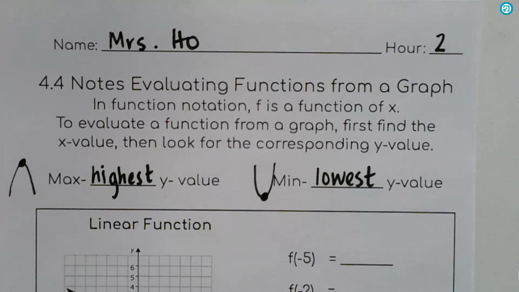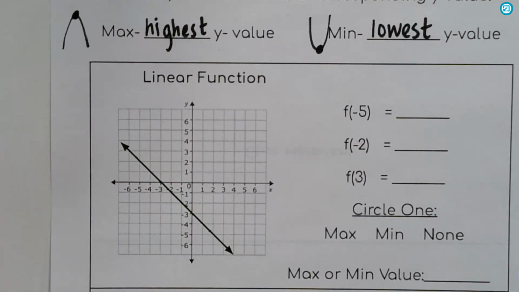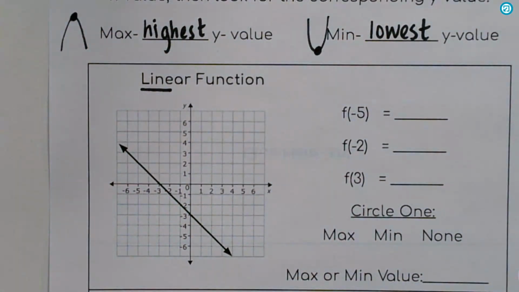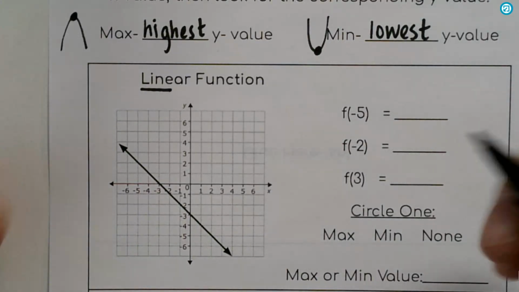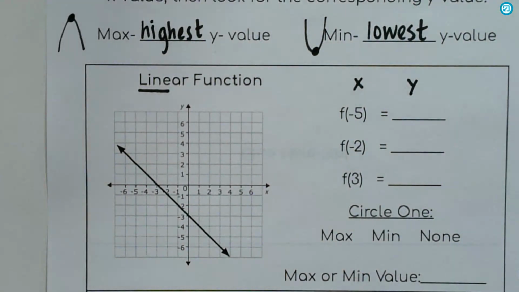So let's start by looking at this first one. This is a linear function. A linear function is a line. So the word line is right there in it. First thing that we're going to be doing is finding f of negative 5. Remember that these are my x values, and I am finding my y values.